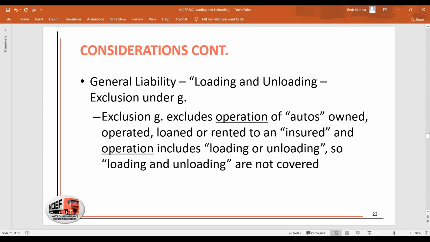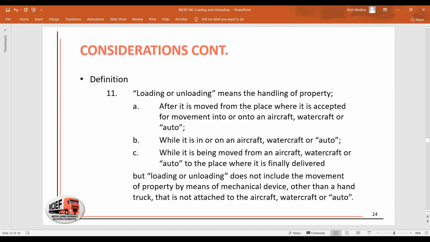The general liability policy excludes loading and unloading, but exclusion G excludes operations of autos owned, operated, loaned, or rented to an insured, and operations including loading and unloading. So loading and unloading are not covered. And so we look at the definition of loading and unloading, again going back to the exclusion 7, 8, and 9.